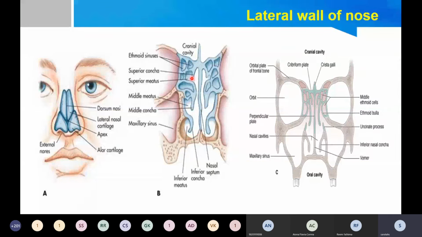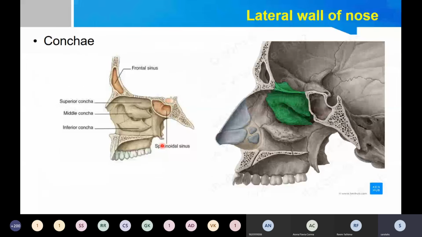So why are there meatus? Because the mucus present in the maxillary air sinus or frontal air sinus would drain into the nasal cavity through these spaces, that is the meatus. If you observe here, this is the orbit and this is the maxillary sinus. This is the nasal cavity. These are the concha: superior, middle, and inferior concha. So what are these concha?